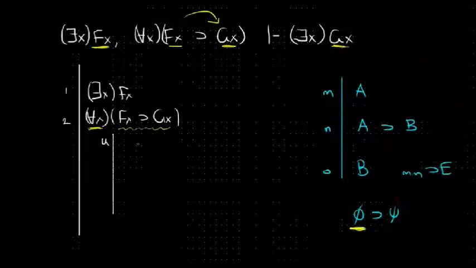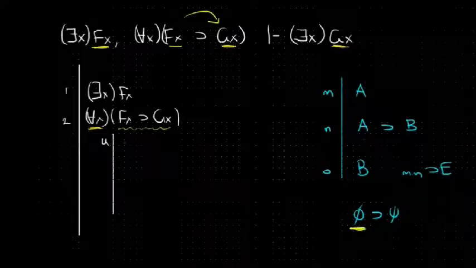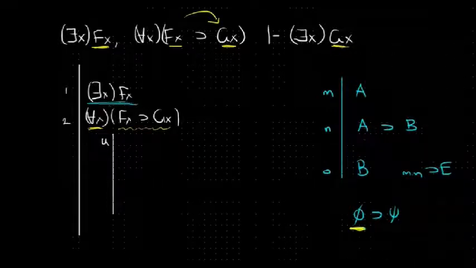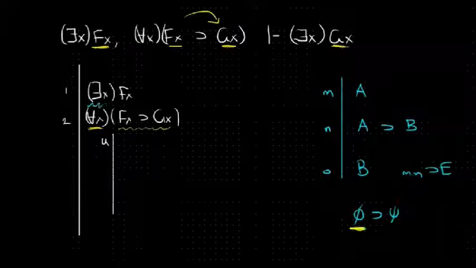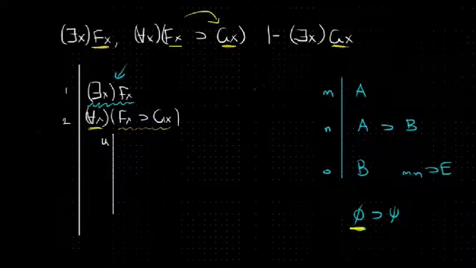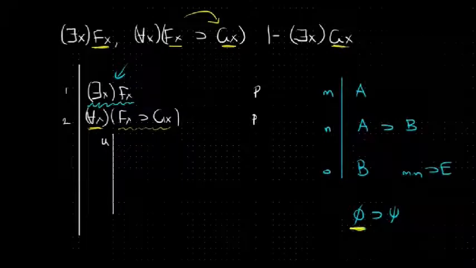So in order to start this, as we're doing an existential elimination, we're going to start it with an assumption, and the assumption is going to mirror our existential statement. So it's got to mirror this here. Let's just mark that these are premises.